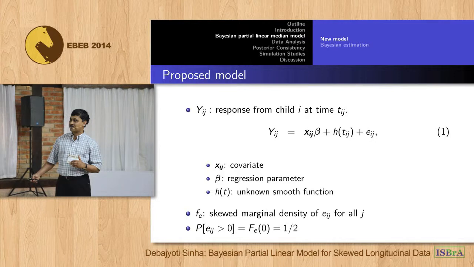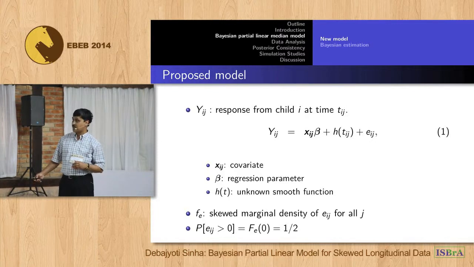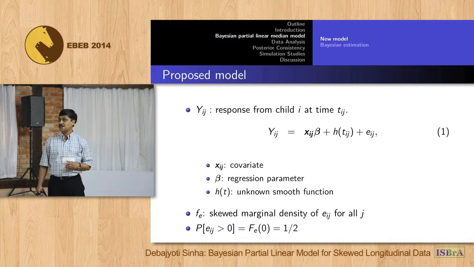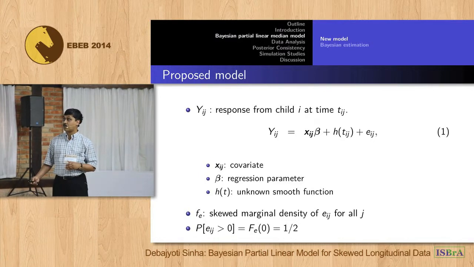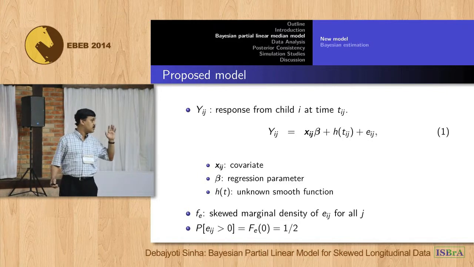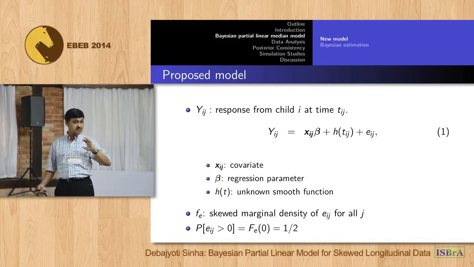So again, this is the response, this is the covariate effect. For our case, it is the HIV status, 1 and 0, pretty easy. Then the effect of time, and this is the error structure. Okay. And i is for subject, and j is for the time point, so t_ij, keep in mind, they don't have to be equal for every subject.